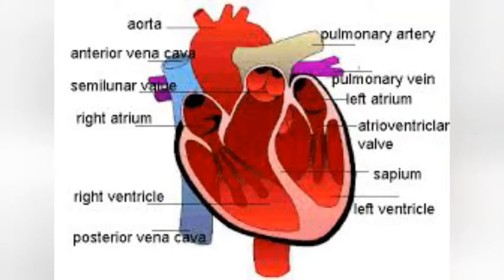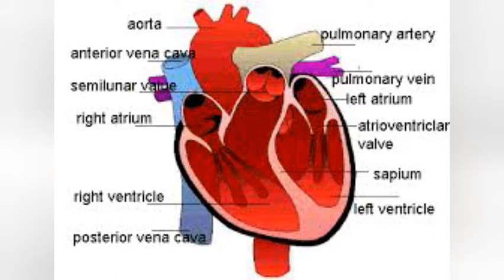The human circulatory system. Now you can see the structure of the human heart. The heart has 4 chambers. The upper chambers are called atria and the lower chambers are called ventricles. Examples for upper chambers: right atrium, left atrium. Examples for lower chambers: right ventricle, left ventricle.